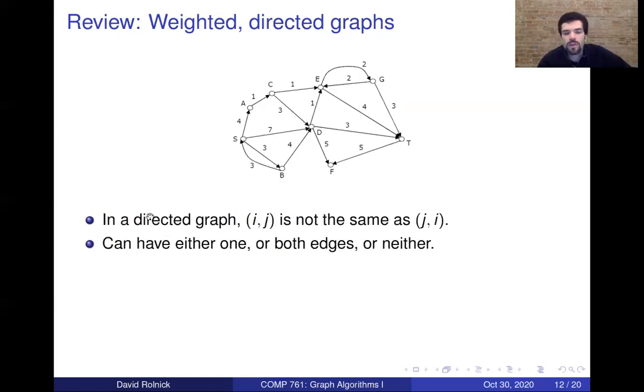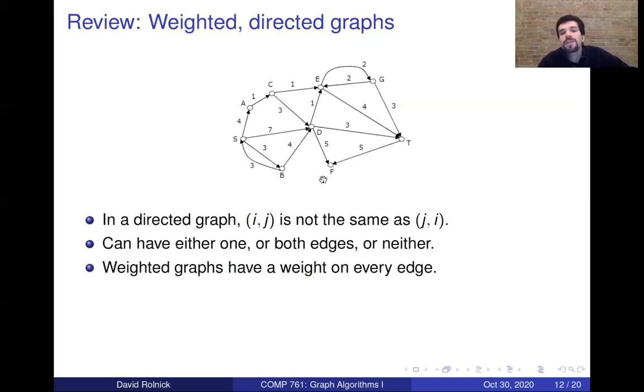Also in a directed graph, between any two vertices in the graph, you can have either an edge from i to j, or an edge from j to i, or you can have both of those, like here, where you have two edges going in different directions, or you can have neither.